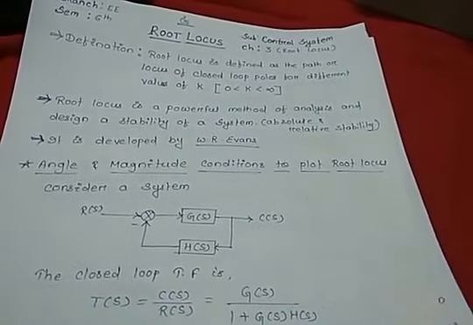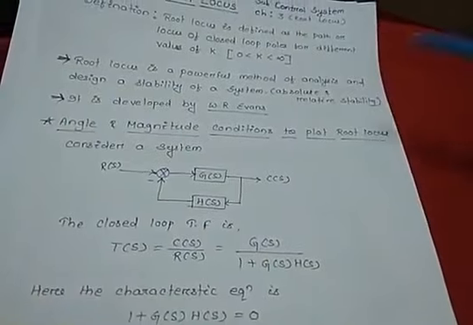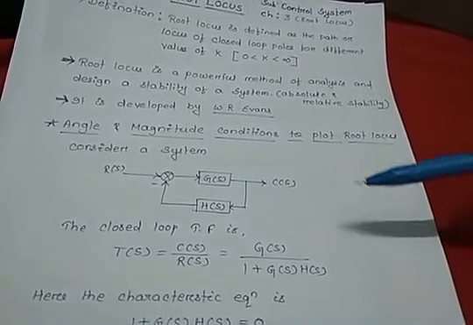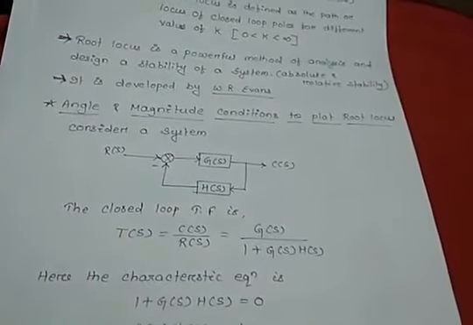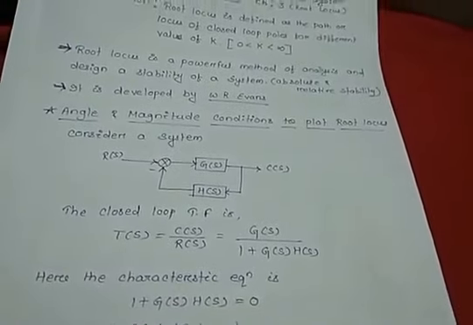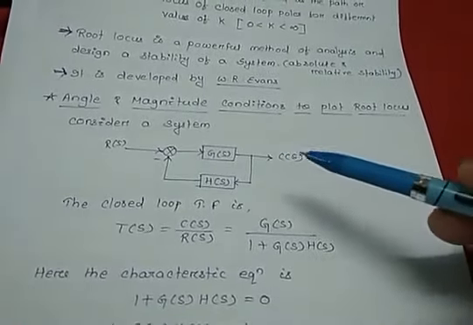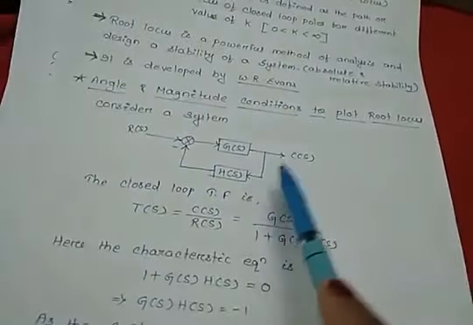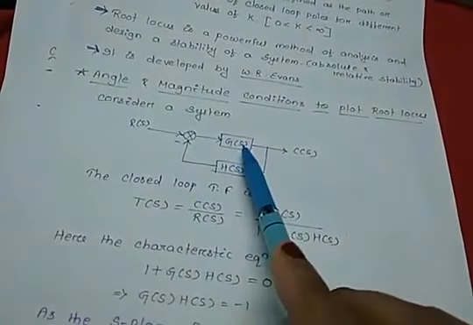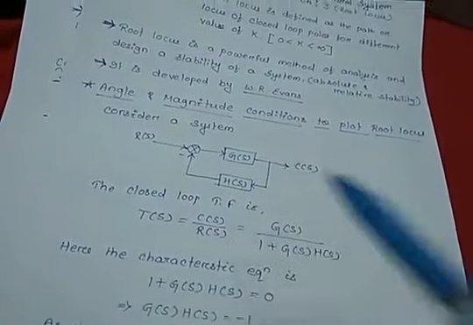Now we will see the properties of root locus. Root locus follows two conditions, one is the angle condition and the other one is the magnitude condition. First consider a closed loop system. This is a closed loop system, this is the input and this is the response, this is the transfer function and this is the feedback path.